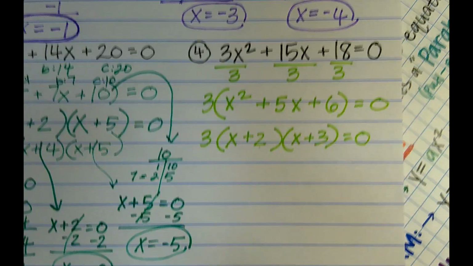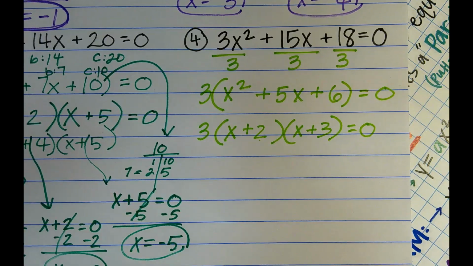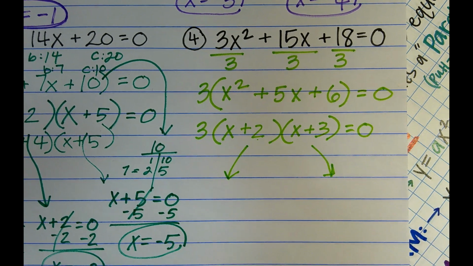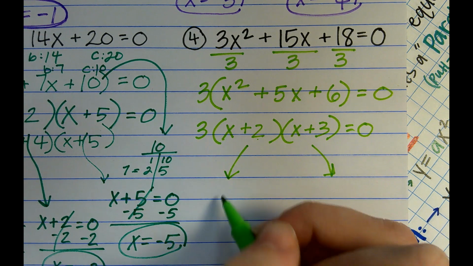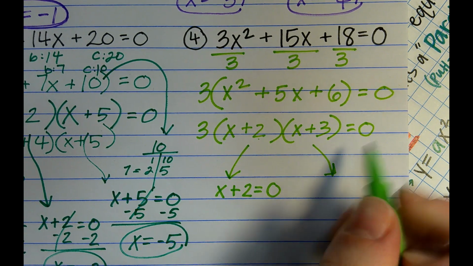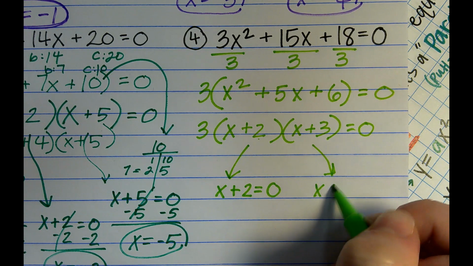Okay. What should I do next? Solve for each one. Do we need to include that 3? No, you don't need to. You can if you just want to, but you don't have to. So we're going to set both of these to 0 because that's what the original equation tells us.